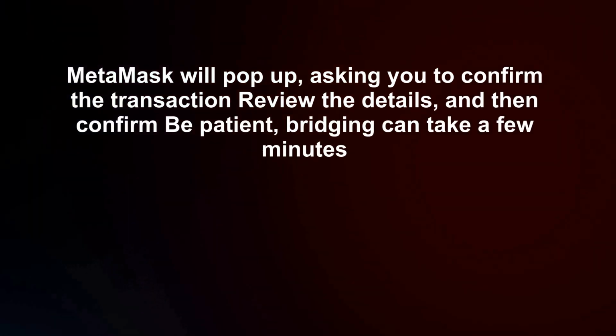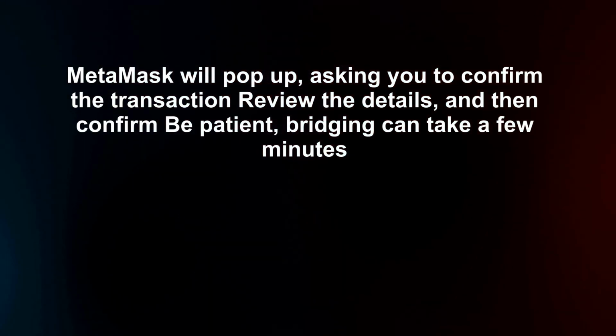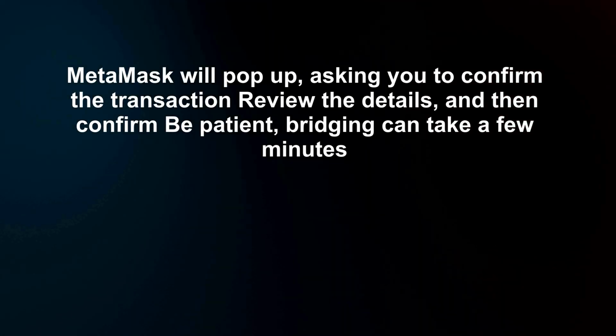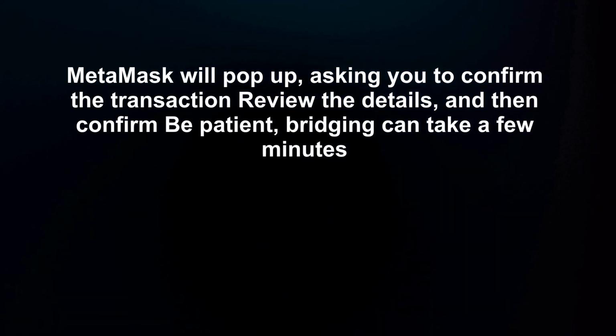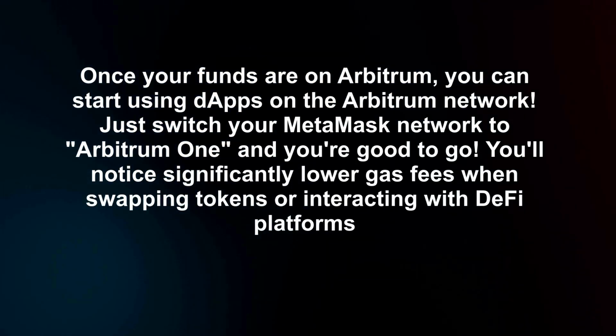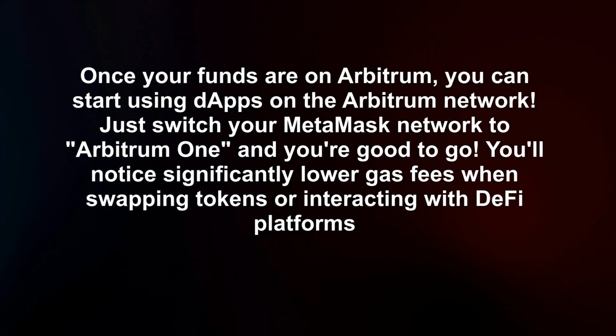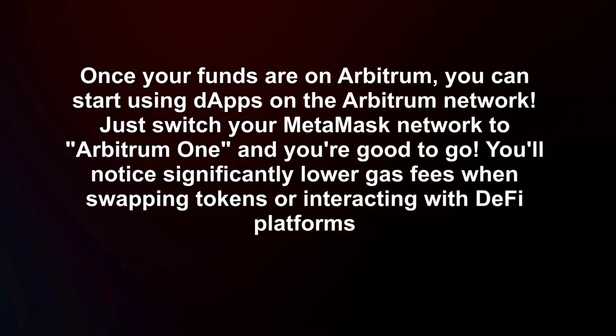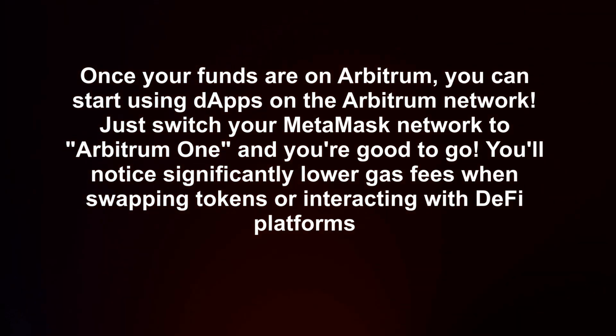MetaMask will pop up, asking you to confirm the transaction. Review the details, and then confirm. Be patient. Bridging can take a few minutes. Once your funds are on Arbitrum, you can start using dApps on the Arbitrum network. Just switch your MetaMask network to Arbitrum1 and you're good to go.